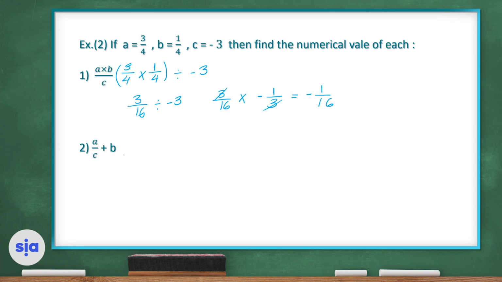Question 2, A is 3 over 4 divided by C, so it's divided by negative 3, and then the result is plus B. So it's 3 over 4 multiplied by negative 1 over 3 plus 1 over 4. If you simplify this, it will be negative 1 over 4, then plus 1 over 4, so the result is 0.